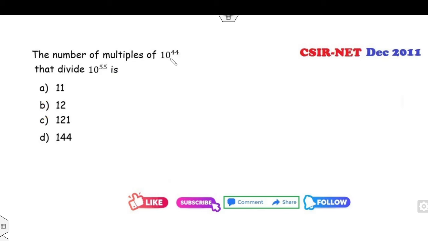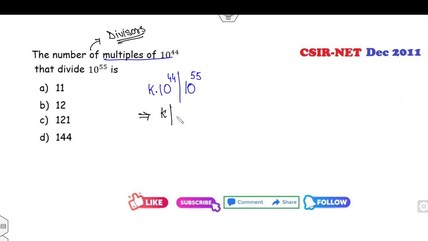Okay, what is the number of multiples of k times 10 raised to the power 44 that divide 10 raised to the power 55? That's the question. They are talking about the number of divisors. How many numbers divide this? That means k divides 10 raised to the power 11. So we are talking about the number of positive divisors of 10 raised to the power 11.